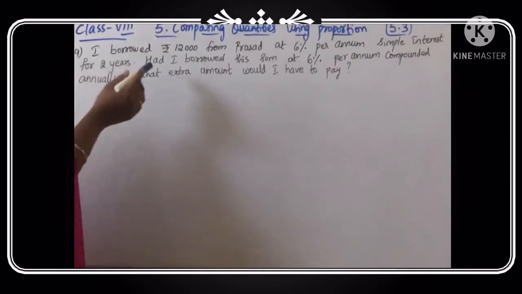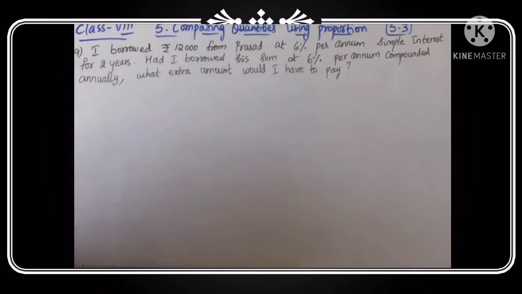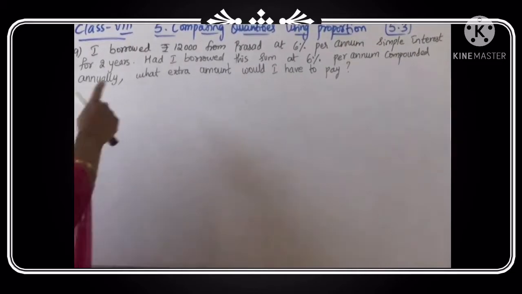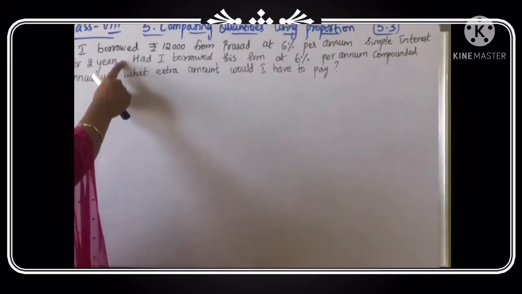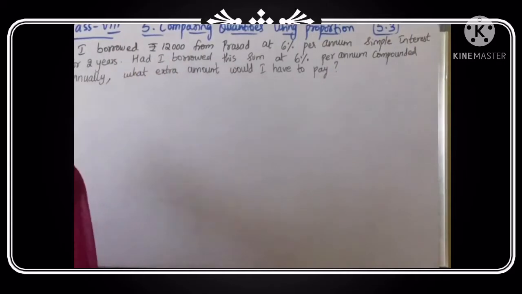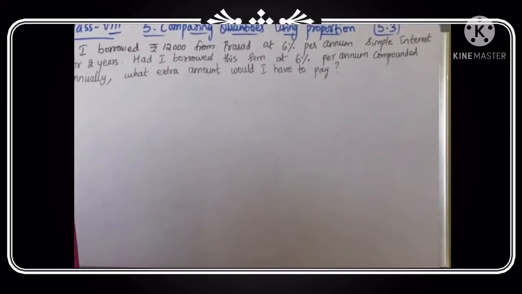I borrowed rupees 12,000 from Prasad at 6% per annum simple interest for 2 years. Here in the first sentence he took 12,000 for simple interest. Had I borrowed this sum at 6% per annum compounded annually, what extra amount would I have to pay? So you know that if you take it by compound interest, you should pay more money. So what is that extra money I would have to pay, that is the question, right?